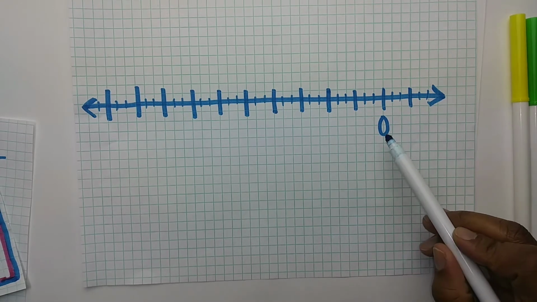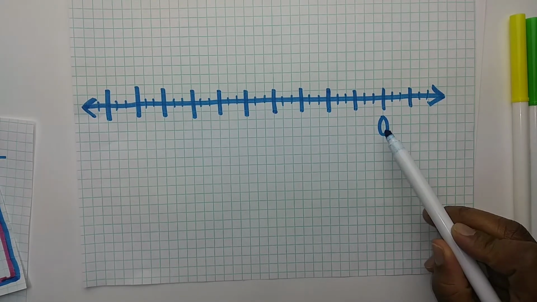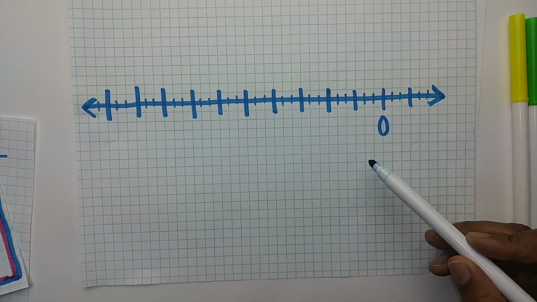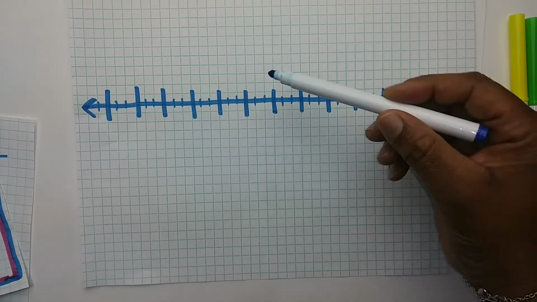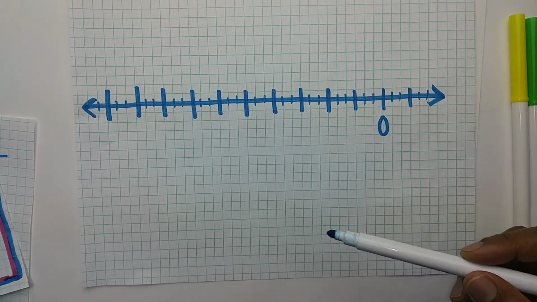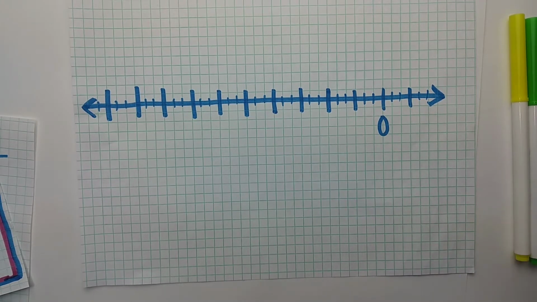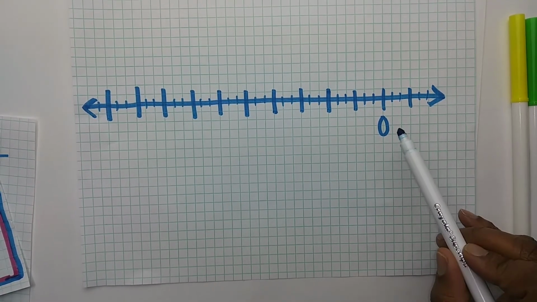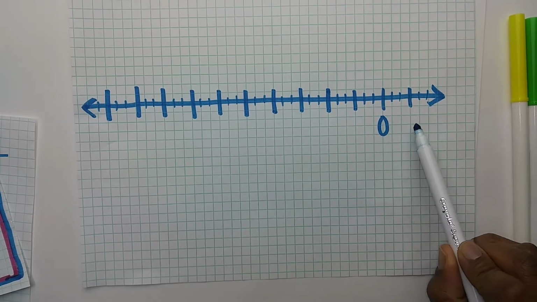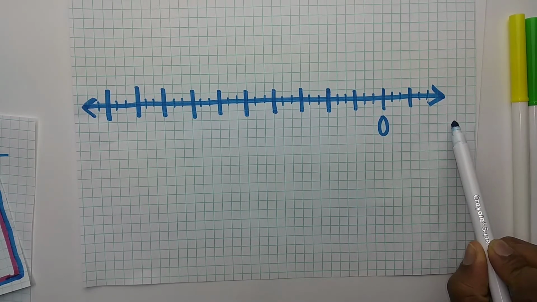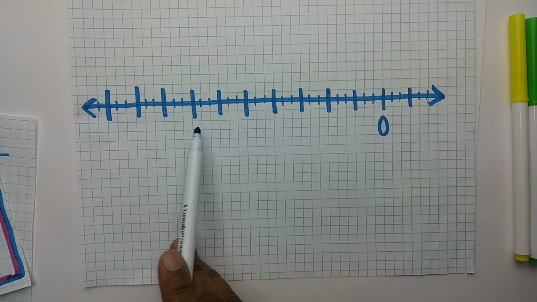With number lines like this, first we have to realize and recognize that 0 does not always fall in the middle of a number line. Some number lines, as you'll see here shortly, do not even contain the number 0. So with that said, you have to have some knowledge of knowing that positive numbers fall to the right of 0 and negative numbers fall to the left of 0.